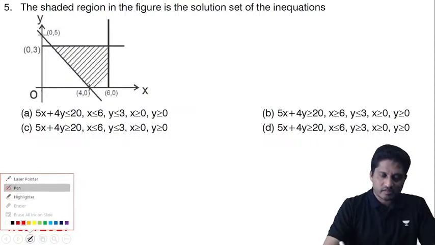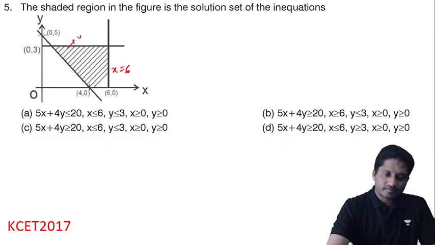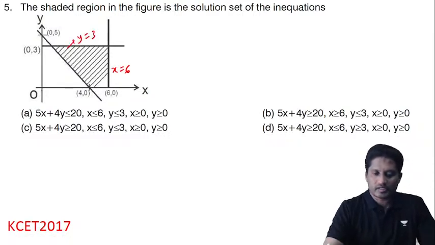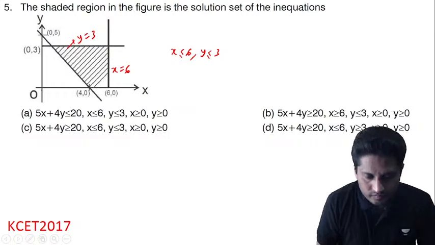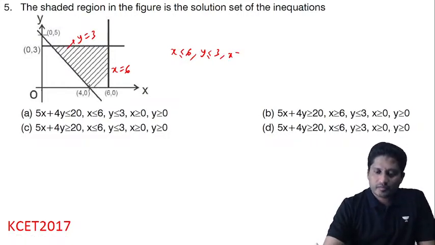X is equal to 6. This is y is equal to 3. Both are containing the origin. Means that x is less than or equal to 6, y is less than or equal to 3. Right now, it's shaded in the first quadrant. Obviously, x is positive when y is positive.